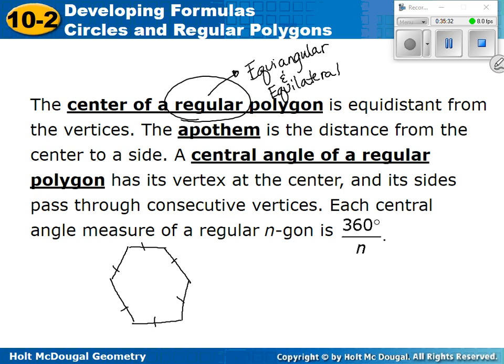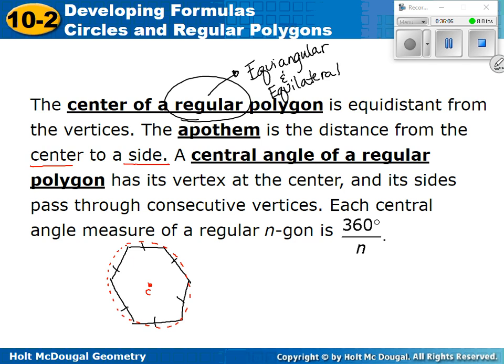The apothem is going to be the distance from the center to a side. Well, first of all, what's the center? The center of your regular polygon is going to be the point that is the center of the circumscribed circle. So if we were to draw a circle around that touching every vertex, the center of that circle is the center of your polygon. The apothem is going to be the distance from the center to the side.